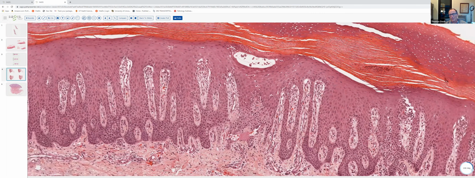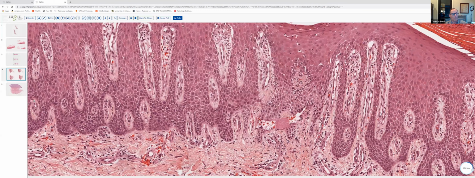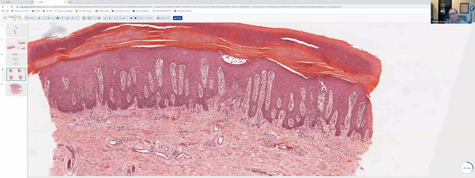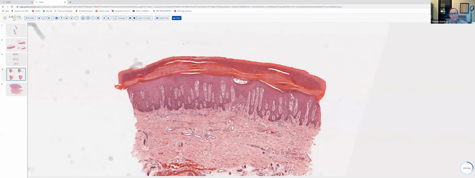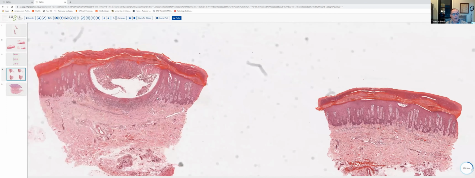There are a few suprabasal mitotic figures, and the rete are bulbous and very uniform, and the dilated vessels are present within an edematous dermal papillae. This is just a really classic example of pustular psoriasis.